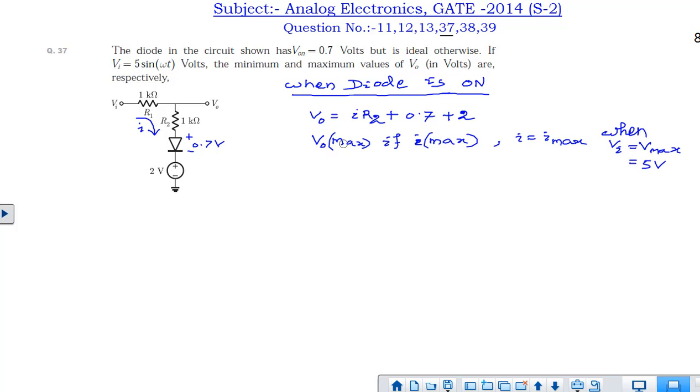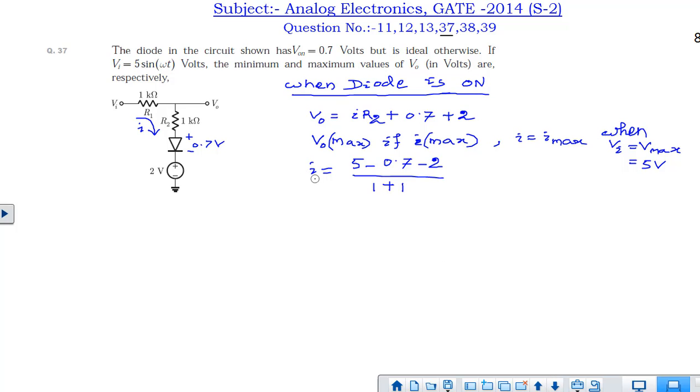So for the output voltage to be maximum, this current has to be maximum, and for this current to be maximum, the supply voltage has to be maximum, and the maximum value of the supply voltage can be 5 volt. So during 5 volt, what is the current? That current will be the maximum current. We will try to find out that current.